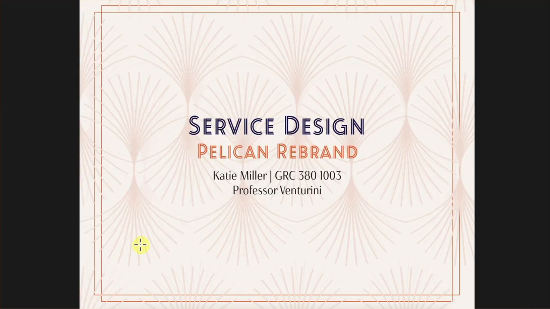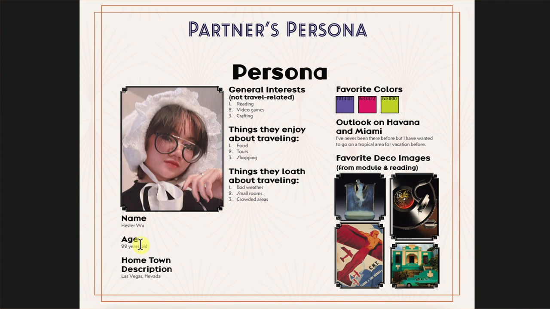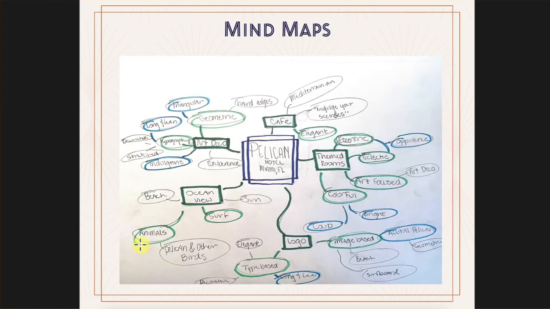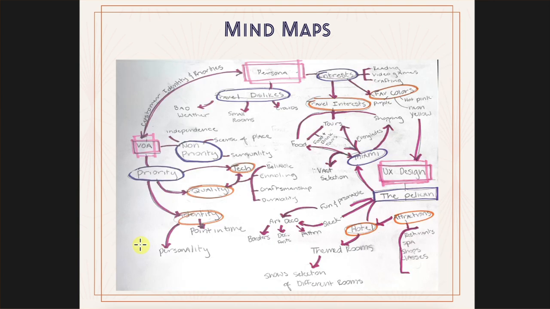All right. Next up is Katie. Katie's persona was Hester. Really fun color palette. Super punchy. I like that. And pretty influences there. Excellent. And here's your VOA. Good. And your mind map. Oh, nice. Great. Second mind map. I love it.